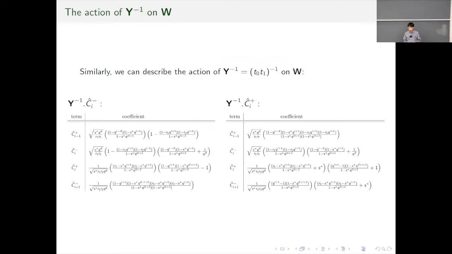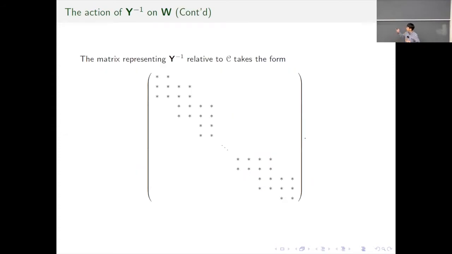Similarly, we can obtain the action of Y inverse on W. So Y inverse applied to ci minus is 4 terms with coefficients, and for Y inverse applied to ci plus hat, you see there the table explains the linear combination of 4 terms. Okay, so we have described the action of X and Y inverse. The matrix representation of Y inverse with respect to script C takes this form.